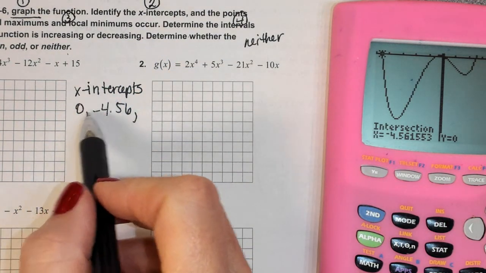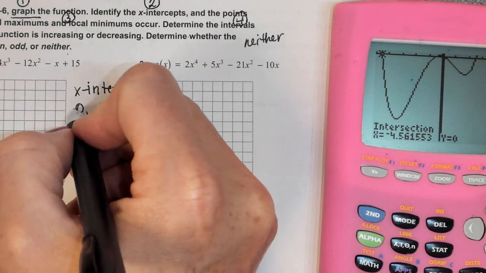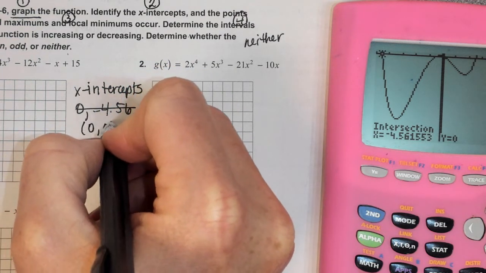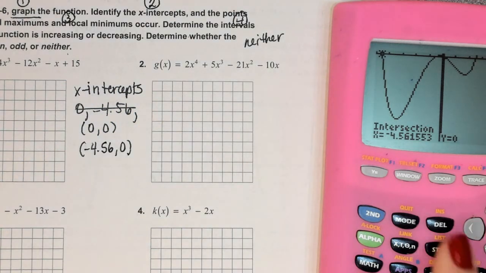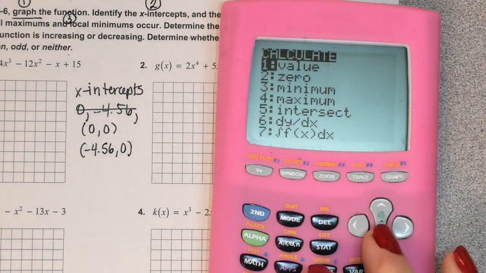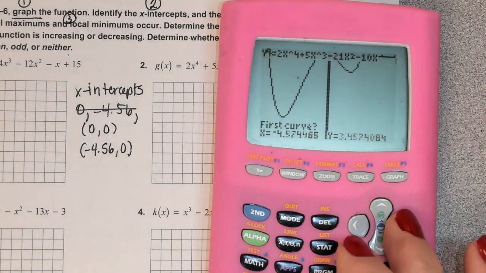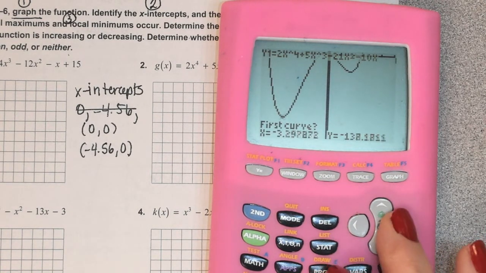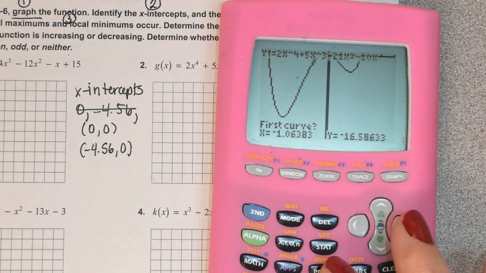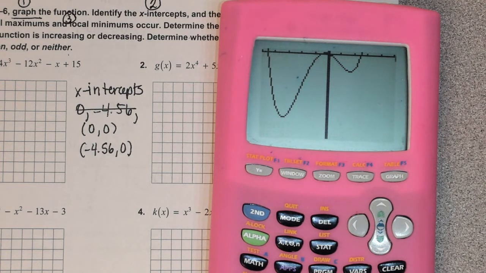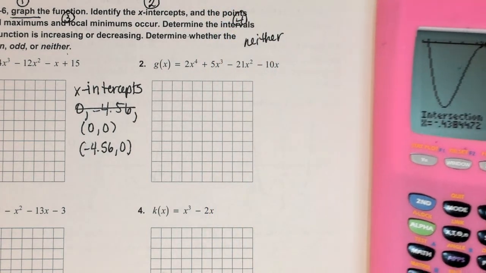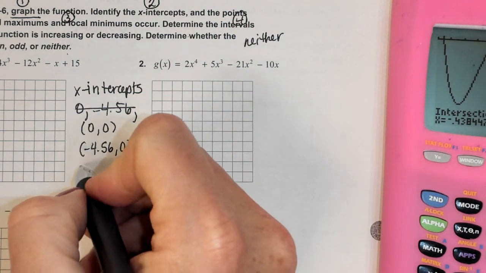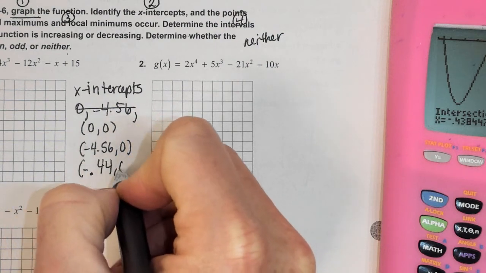Maybe we should be writing these as ordered pairs. Let's do that. So let's write our first x-intercept, (0, 0). Our next one, (-4.56, 0). Now remember, there were actually two right in here. We already have the (0, 0) one, but I have to get close to this next one. That's probably close enough. Enter, enter, enter. There's that one that's hard to see, (-0.44, 0).